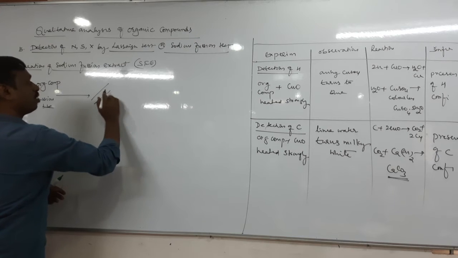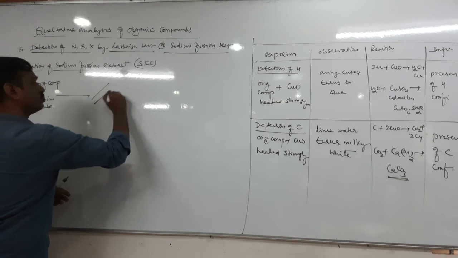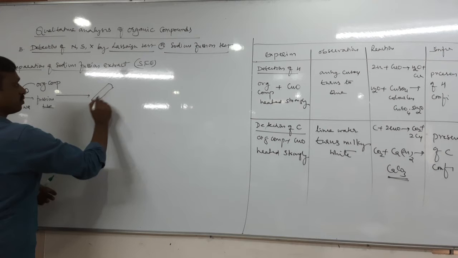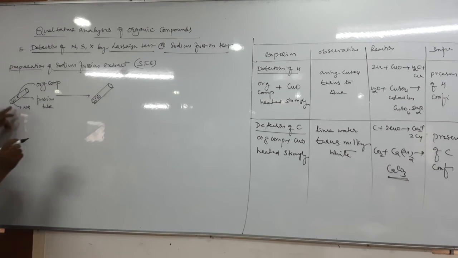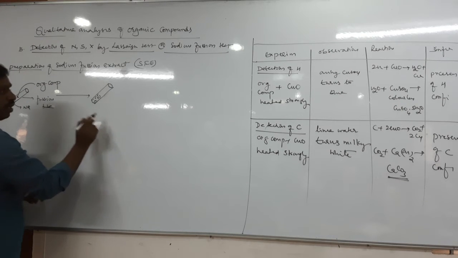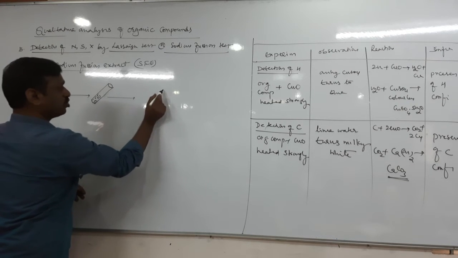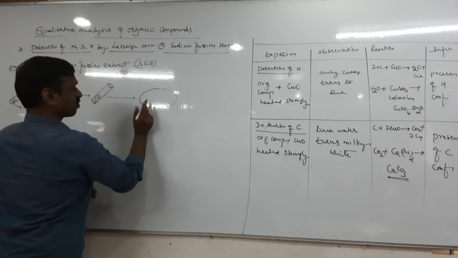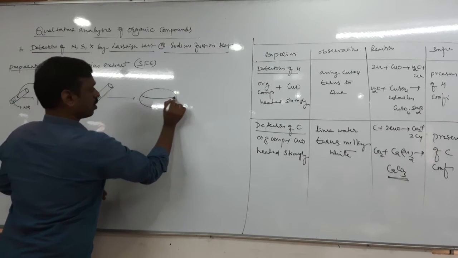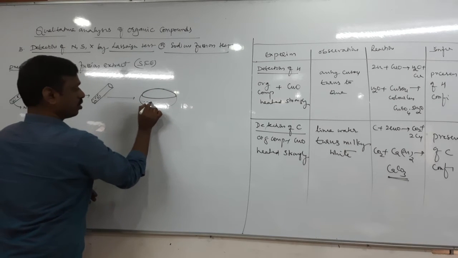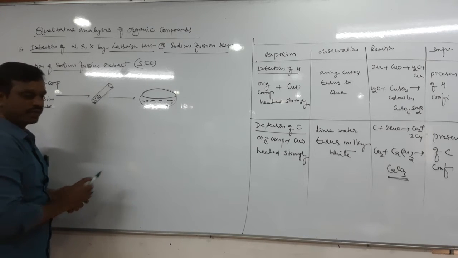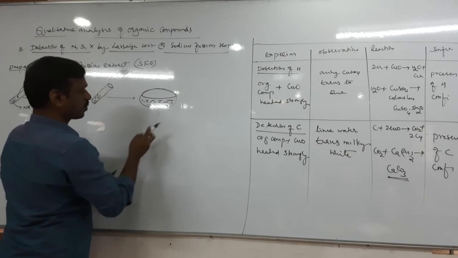Now this red hot fusion tube has a mixture of both sodium metal and organic compound. Now this red hot tube is poured into the china dish, which is containing water.